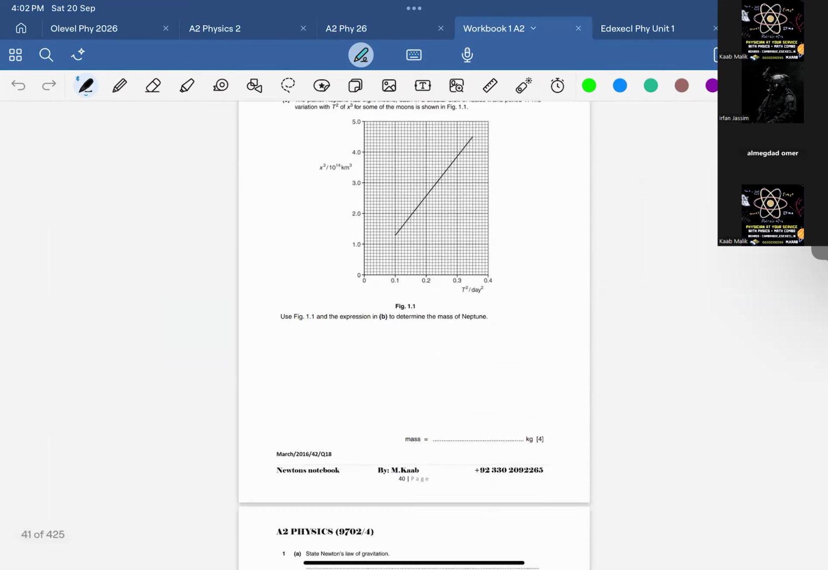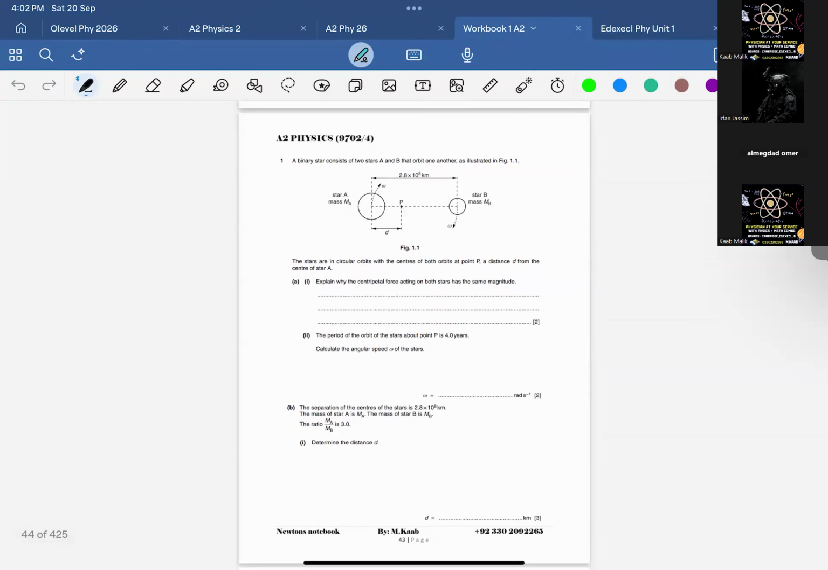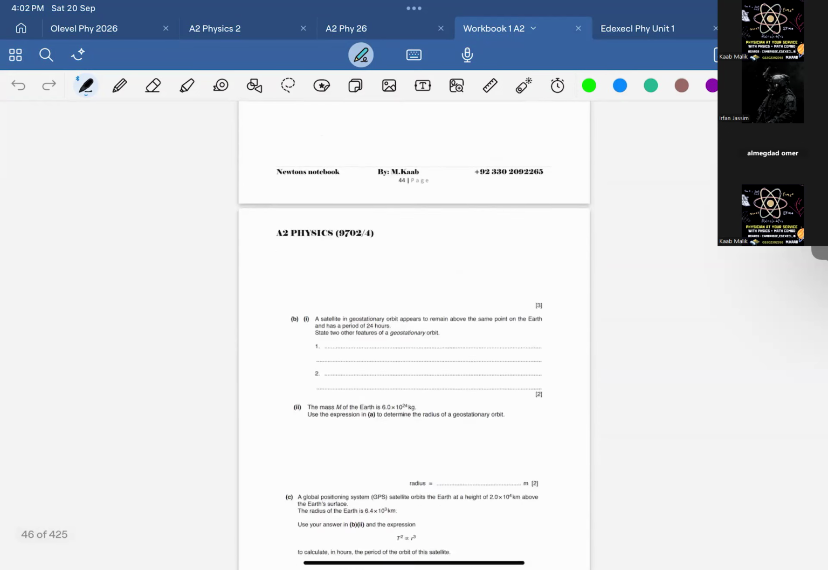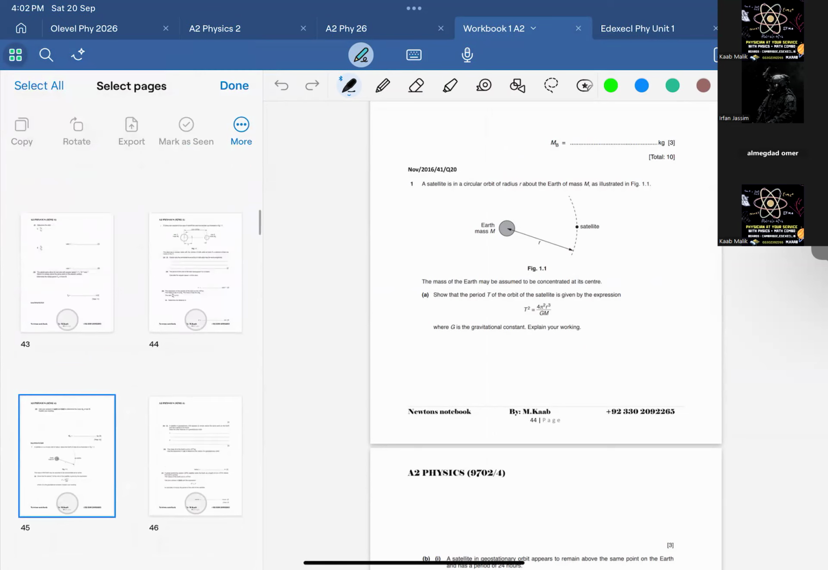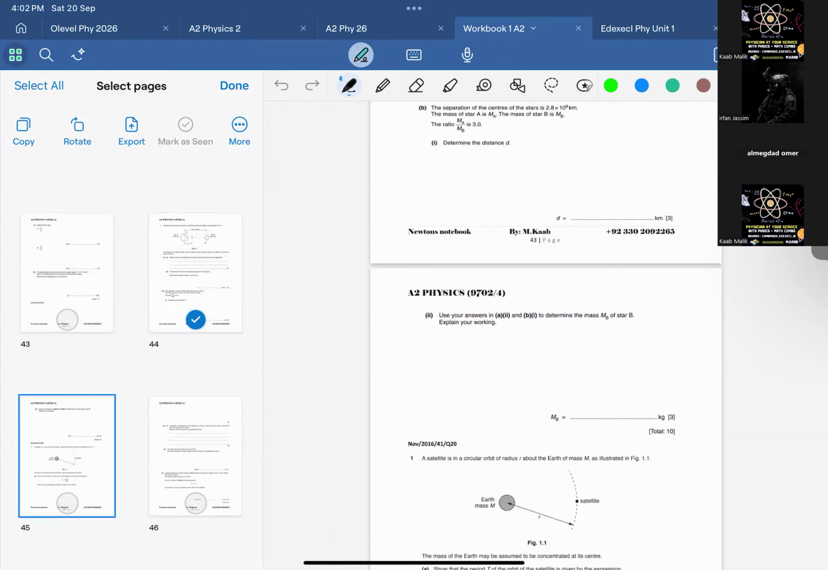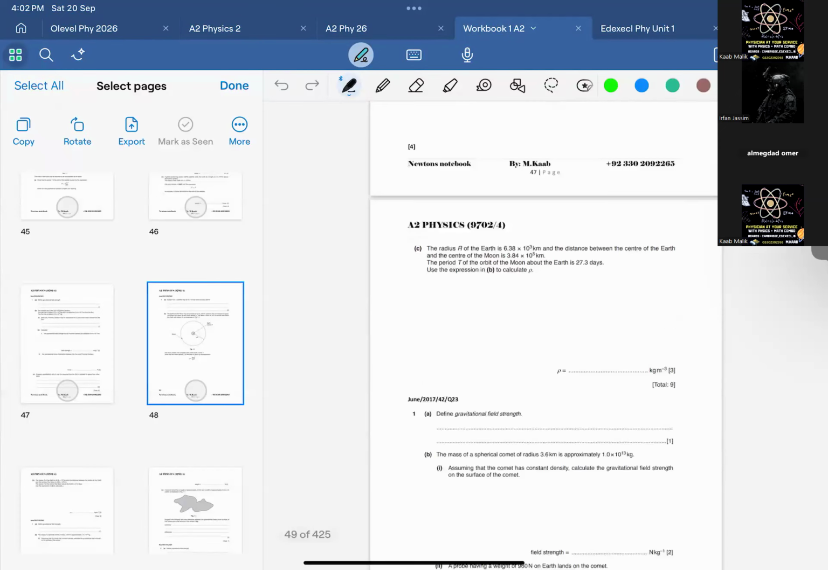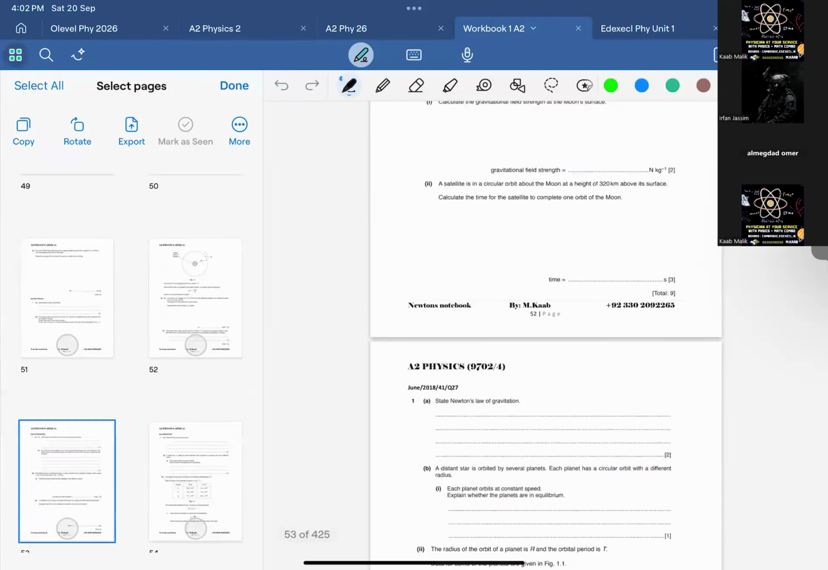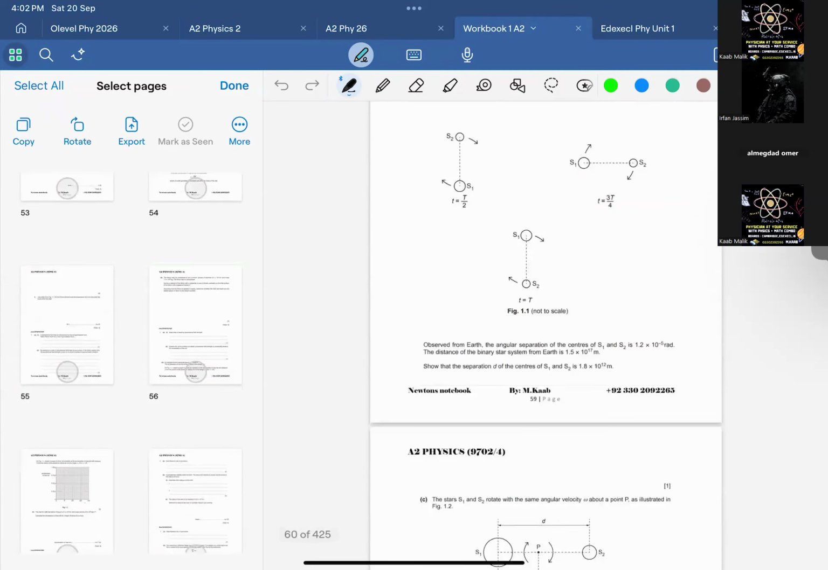So we did the orbital speed, we also completed the concept of orbital speed. So this is a question. It is from 2020.